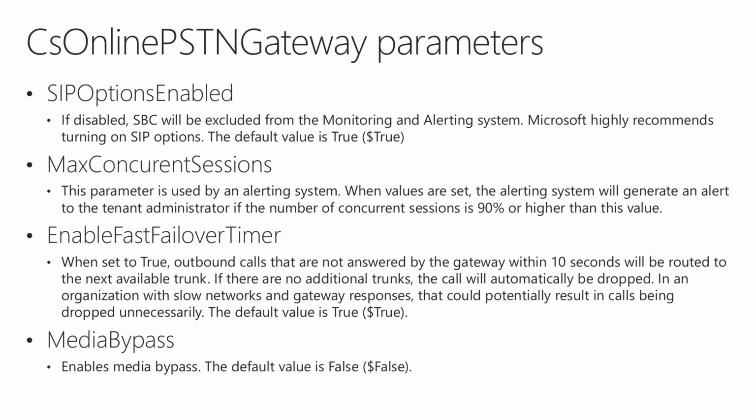SIP options enabled allows our Office 365 cloud and the SBC to exchange SIP options messages. And these messages are used to determine if an SBC is available or not. If an SBC is not available, then we don't need to send any calls there, and then we will not see any missed calls. We highly recommend to turn on SIP options, and the default for this value is true.